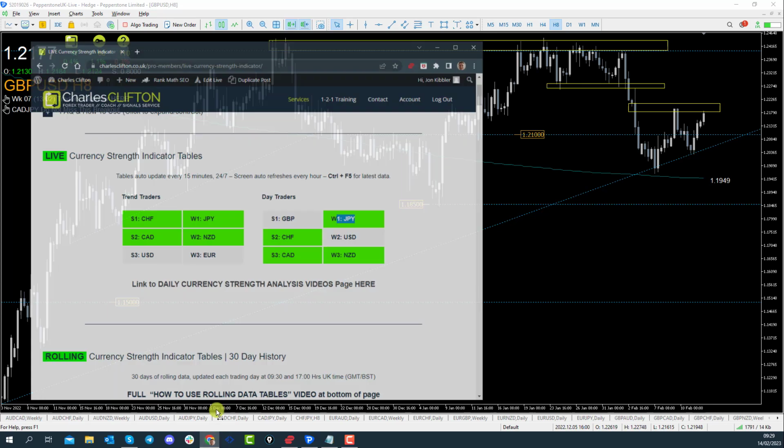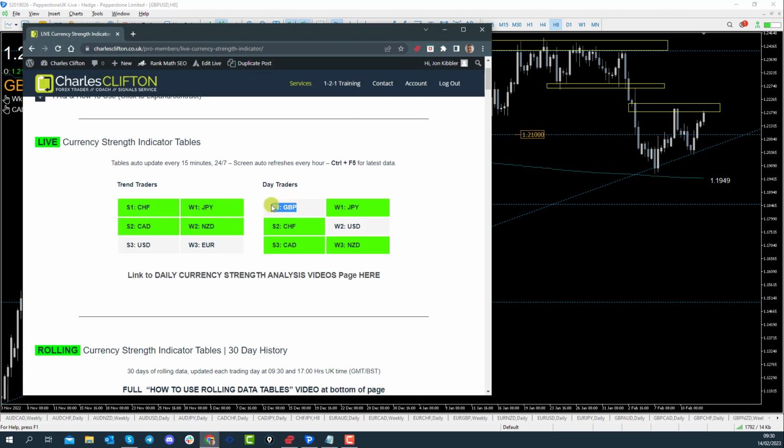The reason why I'm talking about cable, you can see that pound tops the day traders and the dollar is the second weakest. Now, the dollar also features on the trend traders as the third strongest. So what this is potentially telling me is that from a higher time frame point of view, the dollar is stronger. However, on a short-term point of view, we've got dollar weakness, which means that in the higher time frame trend, we could be in a pullback phase, or we could be seeing early signs of a reversal. We have to judge that by looking at the technicals in the market.